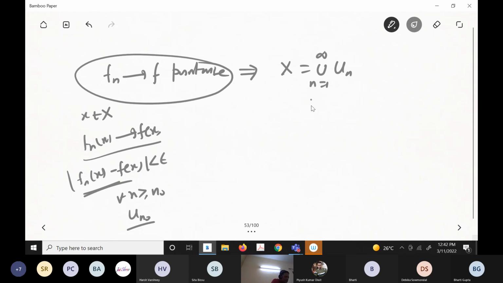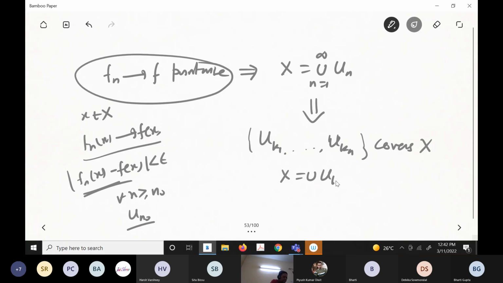But I am saying now compactness. Since X is compact, it will have a finite subcover, so it will look like U_k1, ..., U_kn, and it will cover X. Now look, you can check that because of the definition of Un, and since fn is increasing, the Un's are nested. You can just take the definition of Un and that fn is increasing, and you'll get this.